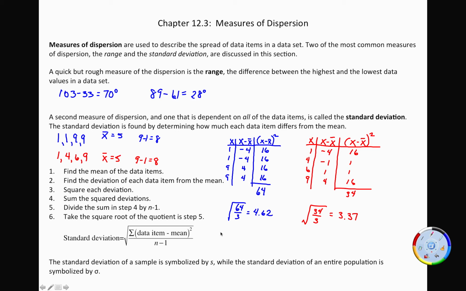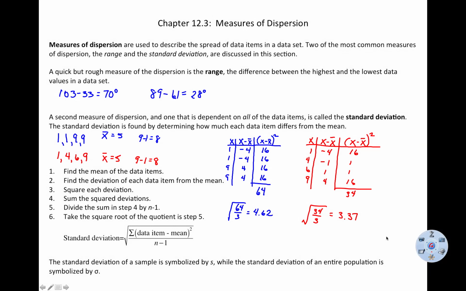Okay, let's see if we can apply this. Now remember, as the spread of the data items increases, the standard deviation gets larger, right? If they've got more spread between them, it will have a larger standard deviation. So this asks us to find the mean, the range, and the standard deviation for the data items in each of the 3 samples. Then describe one way in which the samples are alike and one way in which the samples are different. Okay, so the mean, I need to add all of these up.